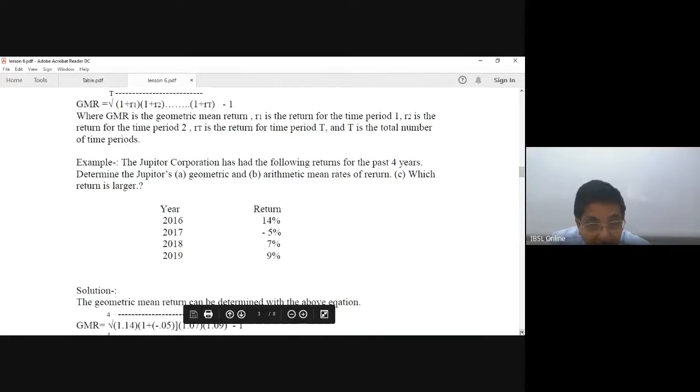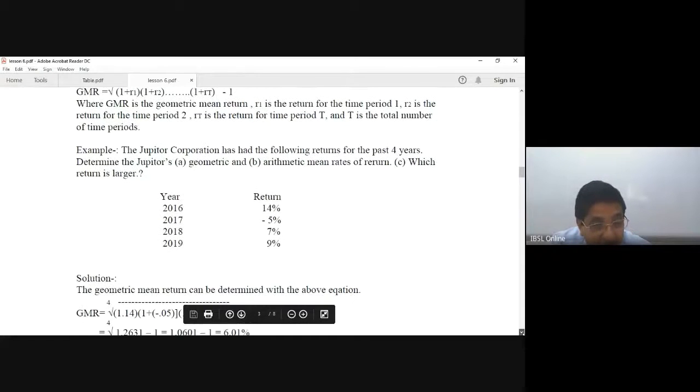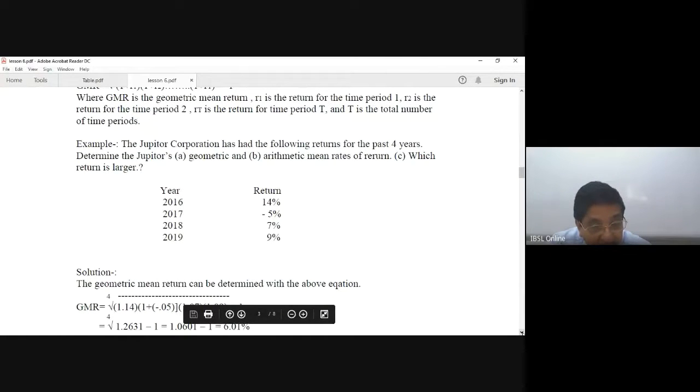Now you can see for the consecutive years, they have these returns. In 2016, they have a return of 14%. 2017, minus 5%. Now, when I say minus, what is the meaning? It's a loss. 2018, 7%. 2019, 9%. These are the returns gained by the company for the last 4 years.